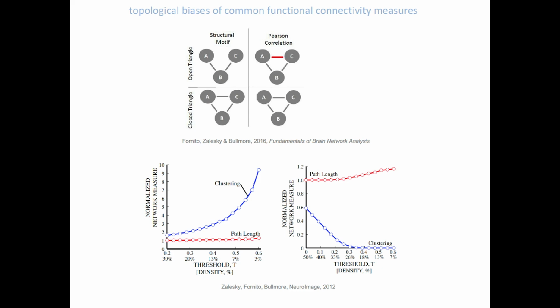Because A correlates with B, and B correlates with C, mathematically B and C need to correlate with each other as well. Right? So correlations have this property where they tend to close triangles. And so you end up with networks that are more clustered than random. Right? In the case of a closed structural triangle, it's not a problem, it'll be reasonably accurate. In the case of an open structural triangle, you get this triangle closure effect.